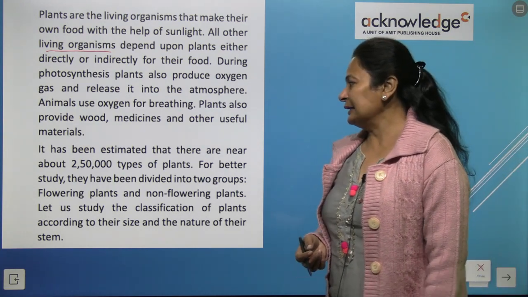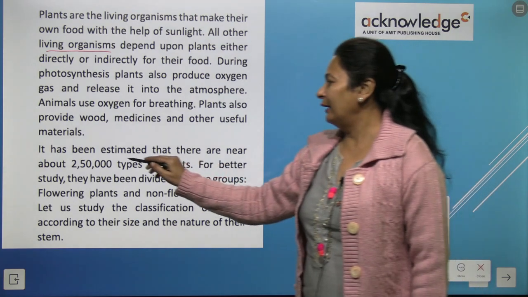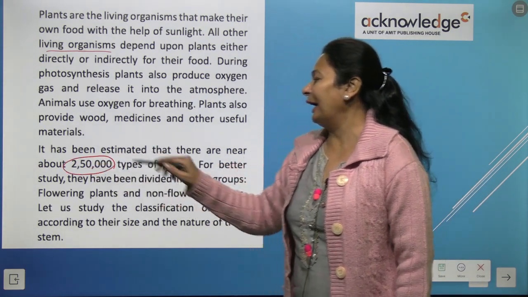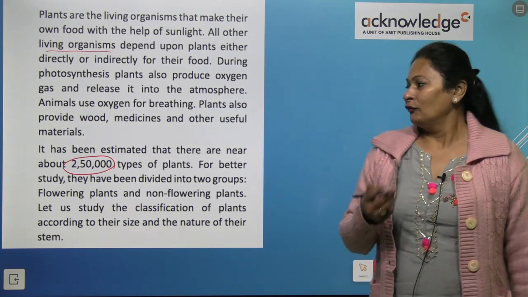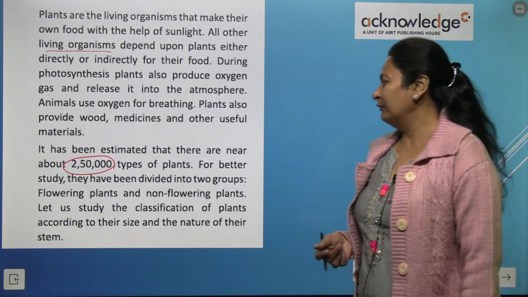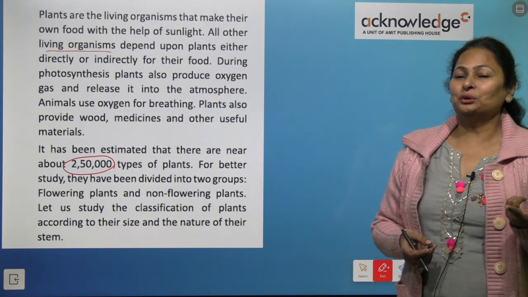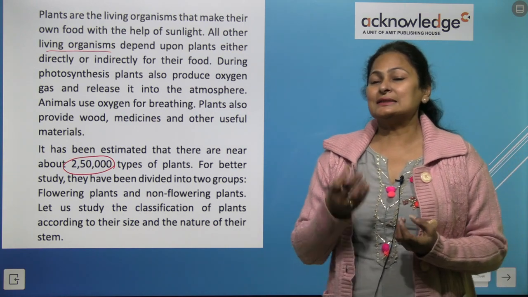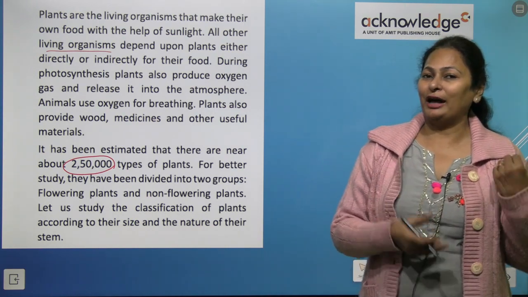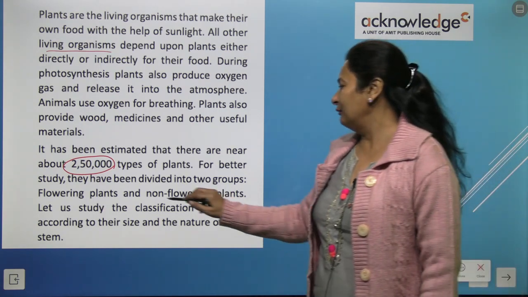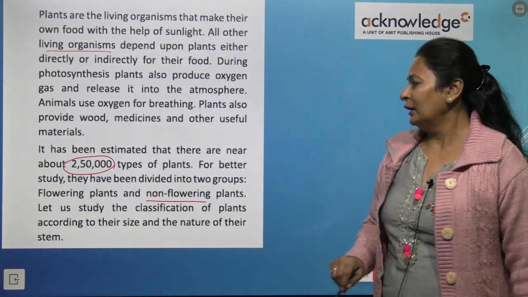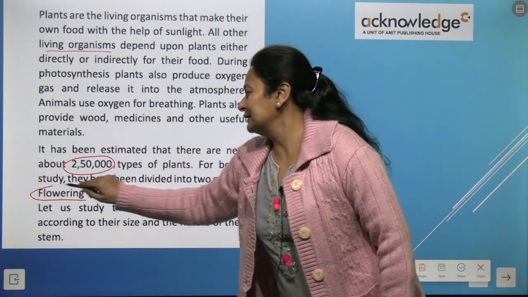It has been estimated that there are about 2,50,000 types of plants. For better study, they have been divided into two groups so that we can study them easily. First is flowering plants and the second is non-flowering plants, right?